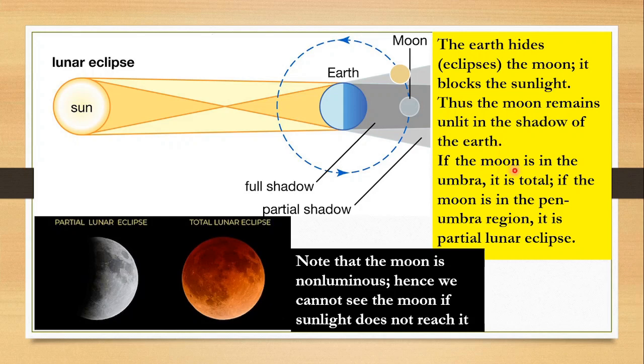If the moon is in the umbra, it is total eclipse. And if it is in the penumbra, it is partial eclipse. So you can have a total eclipse or a partial eclipse of the moon.